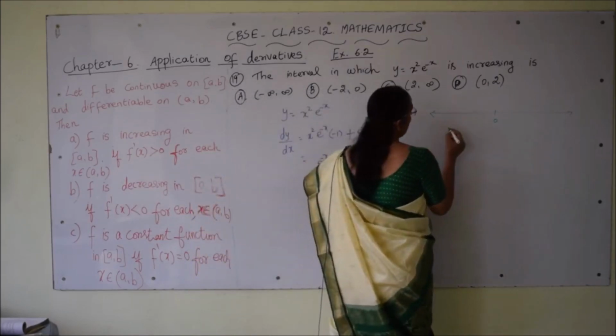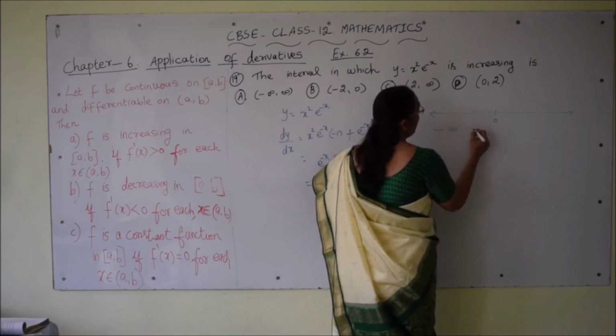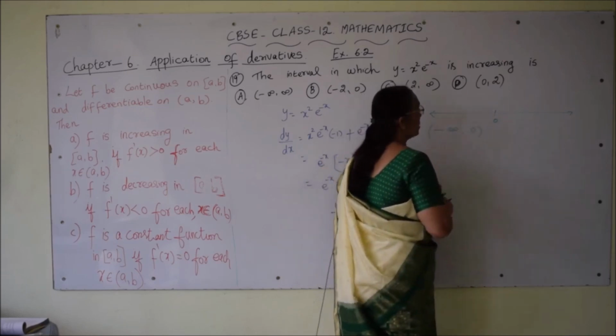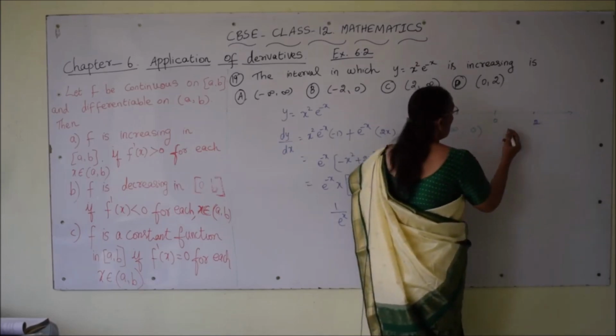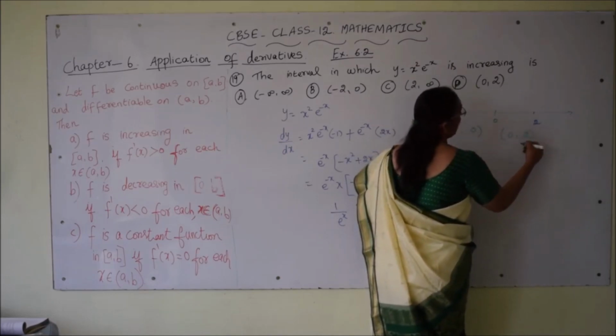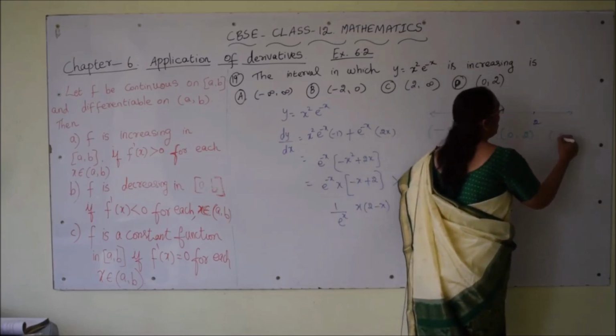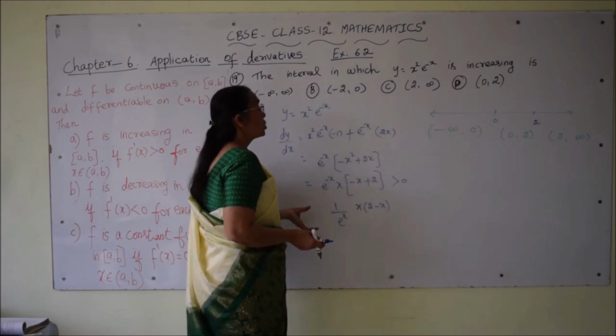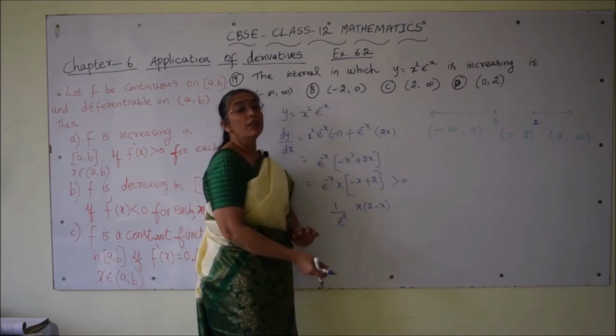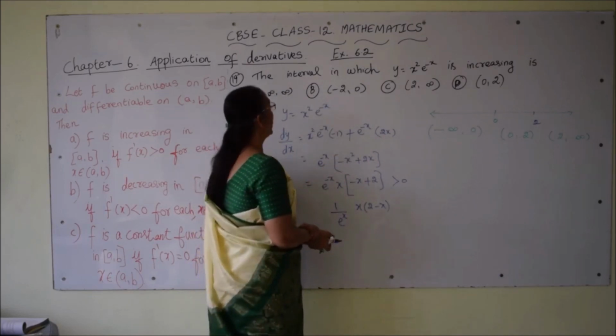So, the real number system is divided into minus infinity comma 0 as one interval, 0 to 2 as another interval, and the next interval is 2 comma infinity. So, there are 3 intervals. Among these 3 intervals, let us find out in which the function is increasing.